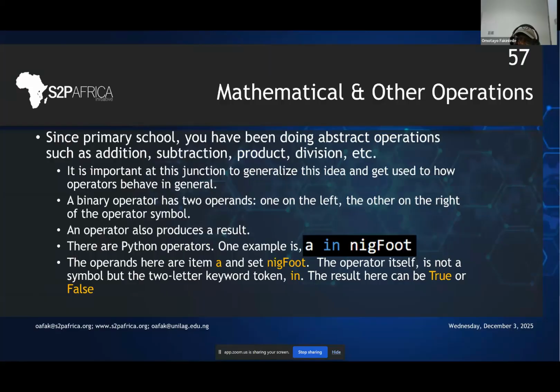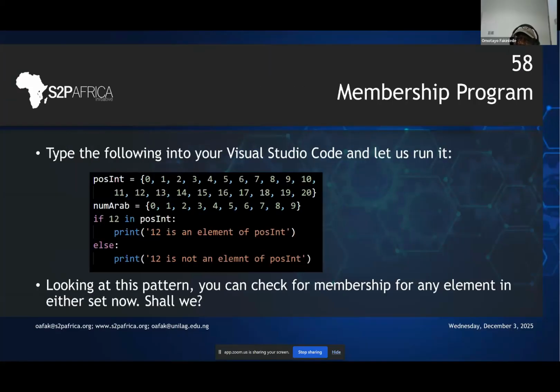Mathematical and other operations of sets. Okay, so we now begin with a simple program. You can see the set of positive integers and the set of numerical Arab numerals. And now we want to check if 12 is in positive integers, and then we can print it.